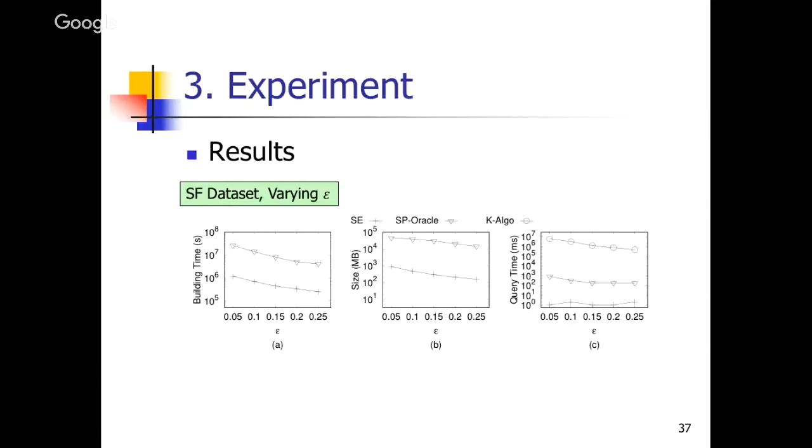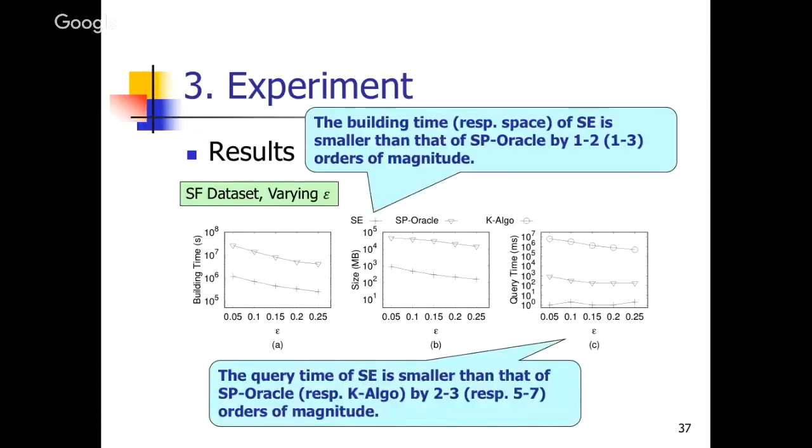This page shows the results on the San Francisco data set when varying epsilon. As can be observed in each figure and in each measurement we adopted, our oracle SE outperforms the 2 baselines by orders of magnitude.